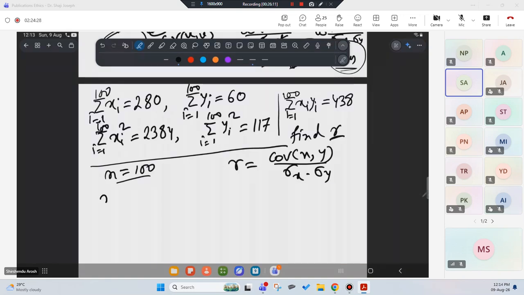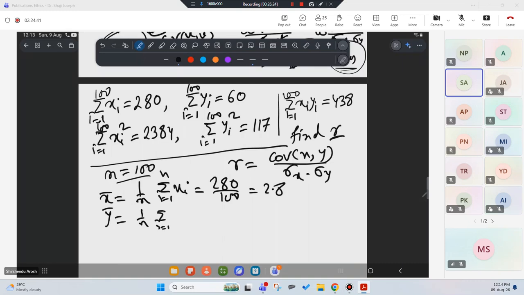So suppose I find out x bar, it would be 1 by n of summation of i from 1 to n xi, that is nothing but 280 by 100, that is 2.8. Y bar would be 1 by n summation of i from 1 to n yi, that is 0.6.